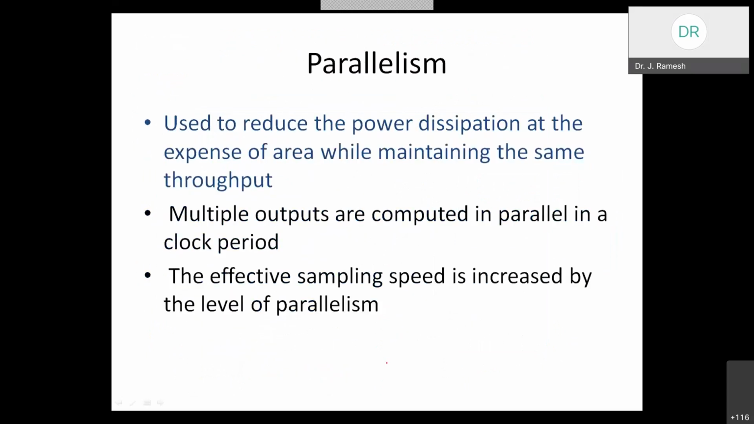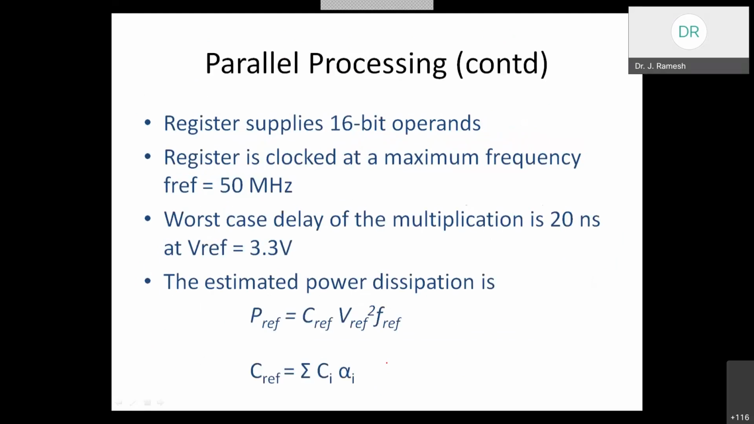Okay, so at the architectural level, we can employ parallelism. Parallelism is used to reduce power dissipation at the expense of area while maintaining the same throughput. Also, multiple outputs can be obtained in parallel in a clock period. So the effective sampling speed is increased by the level of parallelism. There is a concept between the parallelism that is known to us, and the register.